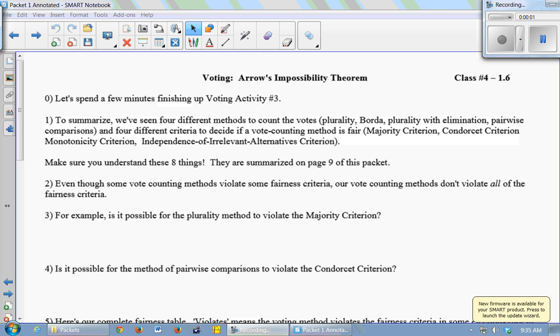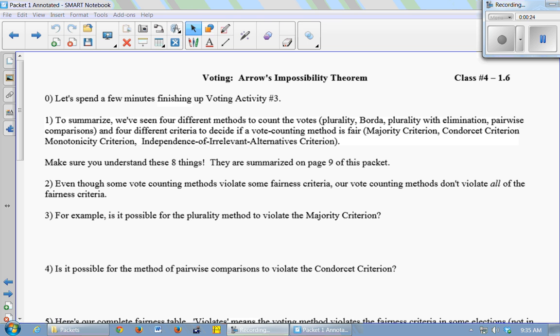Okay, so to summarize what we've done so far this semester in 2 short weeks, a week and a half really. We've seen 4 different methods to count votes: the plurality method, the Borda count method, plurality with elimination, and pairwise comparisons. And we've looked at 4 different criteria to decide if a vote counting method is fair.